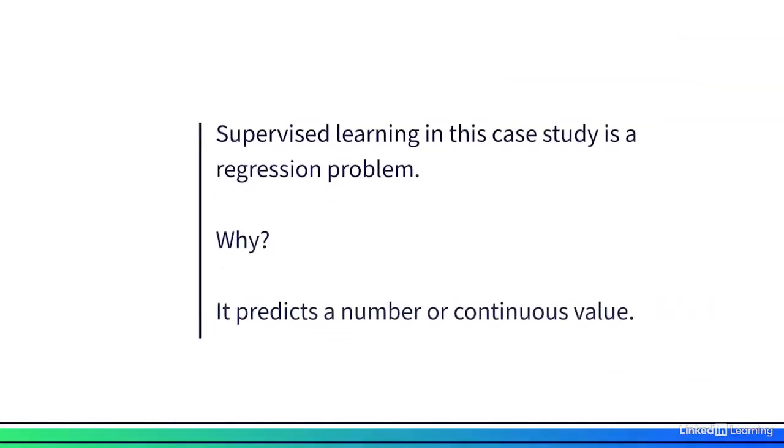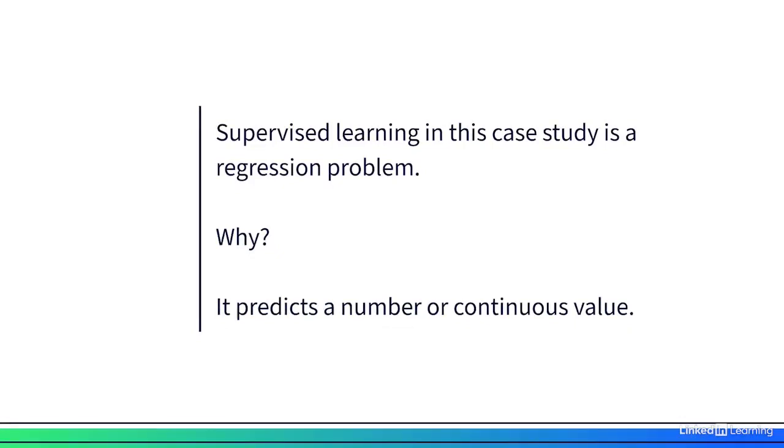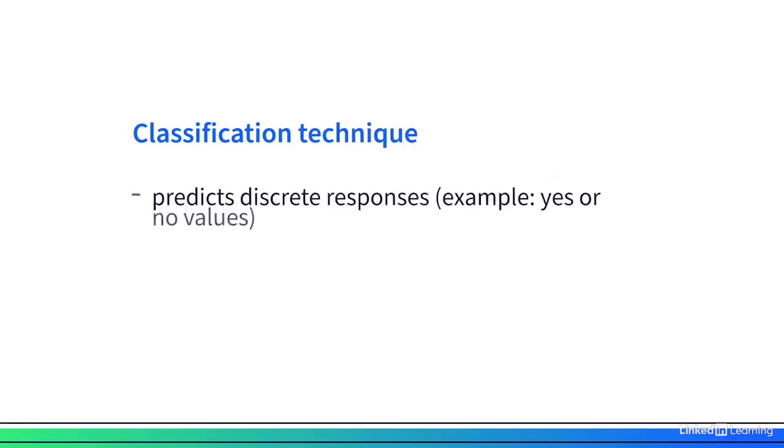The machine studies the labeled data to find patterns and learns how to predict home values. This type of supervised learning is considered a regression problem because it is used to predict a number, also called a continuous value in mathematics. Another type of supervised learning we'll discuss solves classification problems. Classification techniques predict discrete responses like yes or no values.